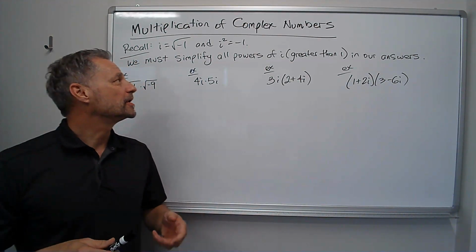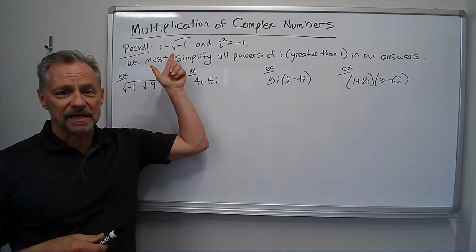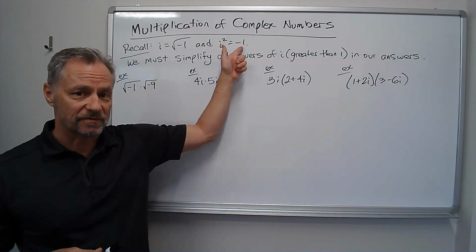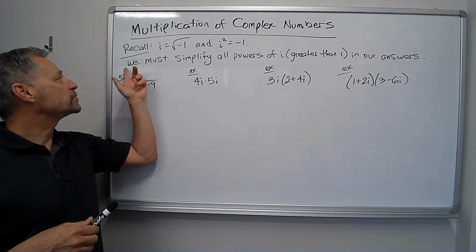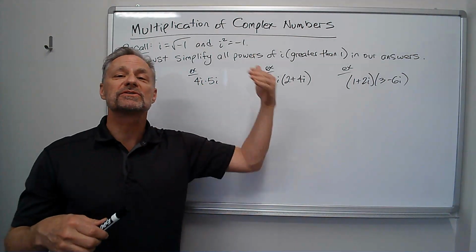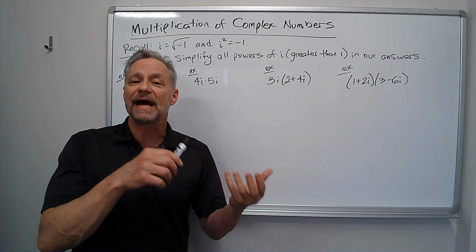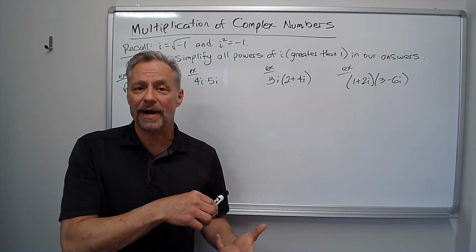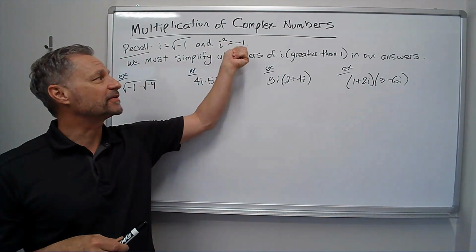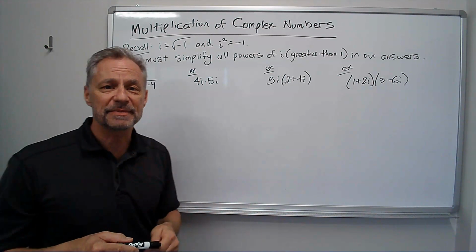So remember, i is the square root of -1, and i squared is -1. And a rule that we have is we must simplify all powers of i greater than 1 in our answers. In other words, we can have an i in our answer, but we can't have an i squared. We would have to simplify it to -1. So let's see some examples.